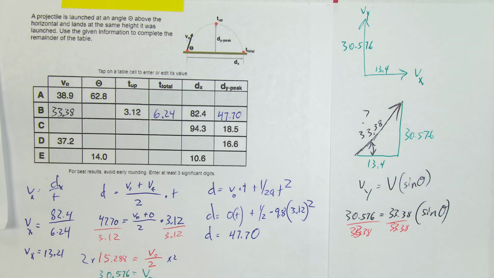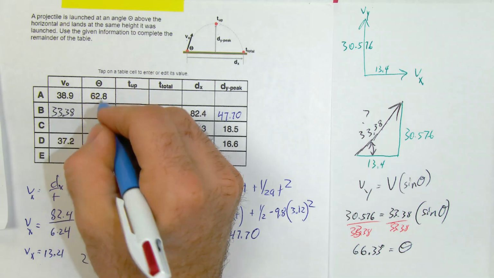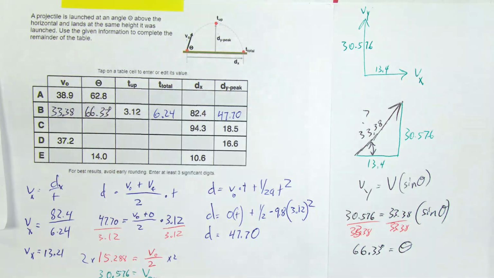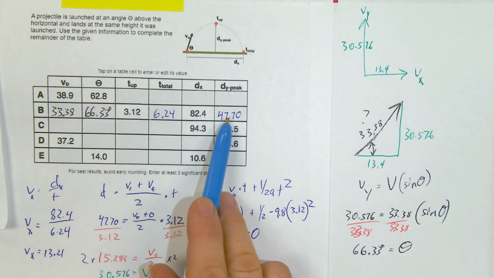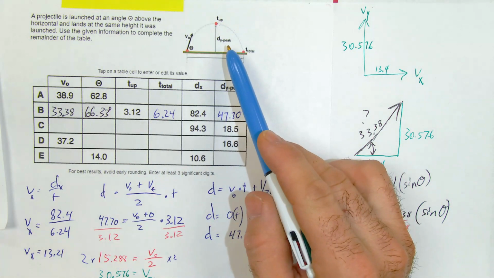And so we're going to get an angle over here of 66.33 degrees equals theta. That means that would go there, and then this would be 66.33 degrees would be our angle. This one is not super easy. You got to make that connection of thinking about inverting that.